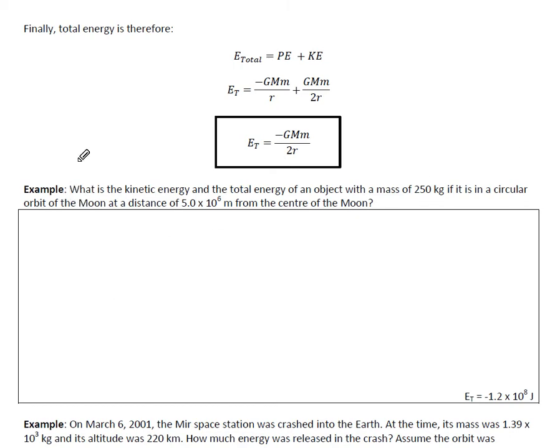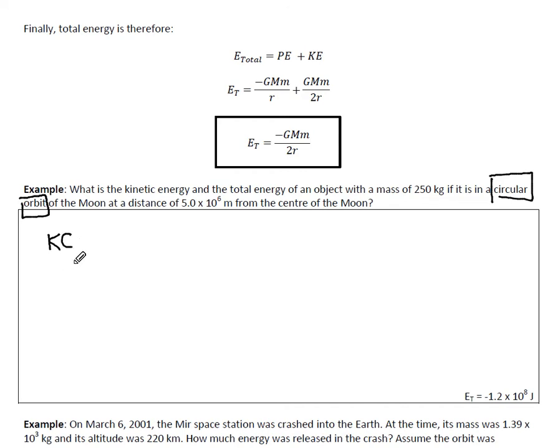So what is the kinetic energy and total energy of an object with a mass of 250 kilograms if it is in a circular orbit of the Moon at a distance of 5 times 10 to the 6 meters from the center of the Moon? A key thing to note right here is it's in circular orbit, so that means we can use the two equations we just derived.